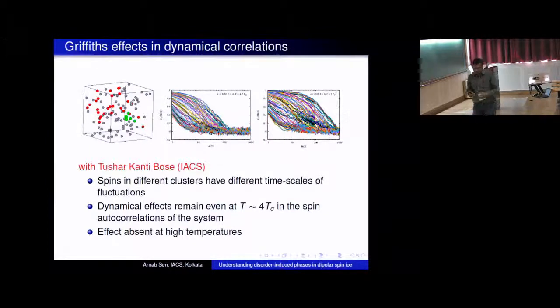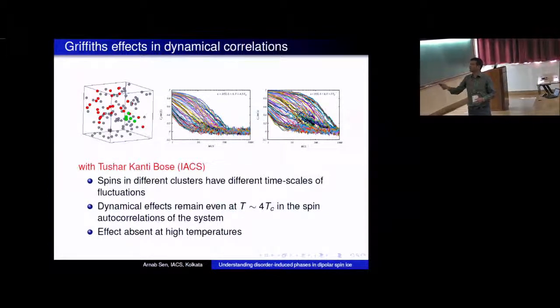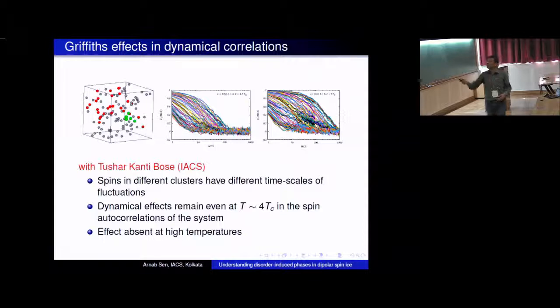So it's been known for short-range classes that something like this happens, but the key difference here is that this is a long-range system, and therefore, this is a much more dramatic effect. So just to give you an example, even if you are at 4 times TC, which is much higher than the critical temperature, you would still see this effect very strongly, right? So this is another way of probing such things.